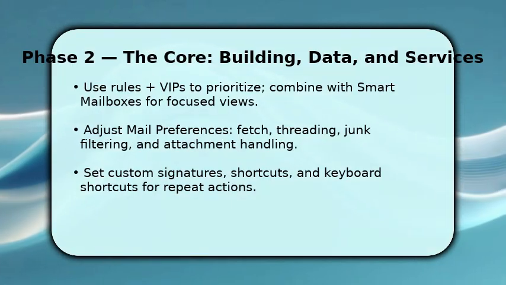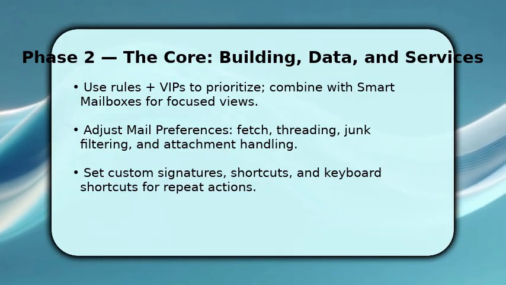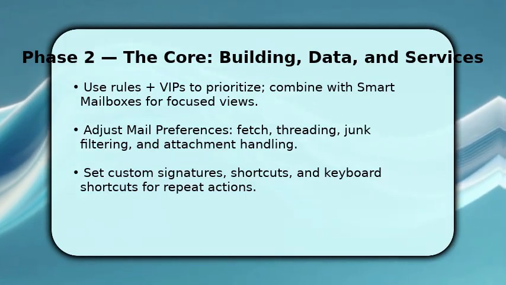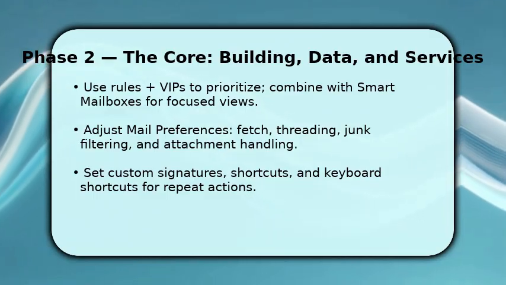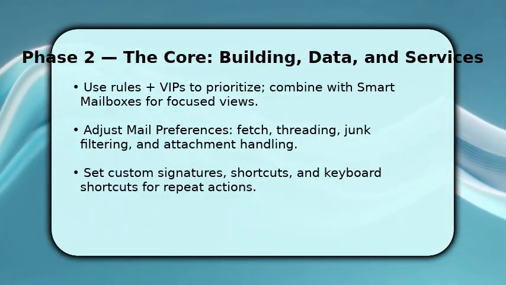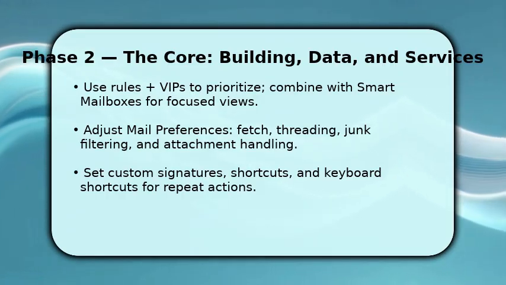Now refine how mail behaves. Open Preferences and set fetch frequency, turn on threading, and tighten junk filtering so false positives are minimized. Create targeted rules that run in order. Put top priority rules first, and add VIPs for people whose messages must not be missed.